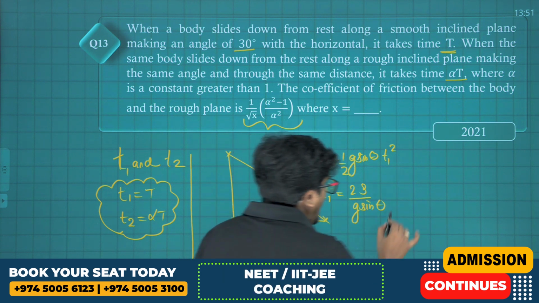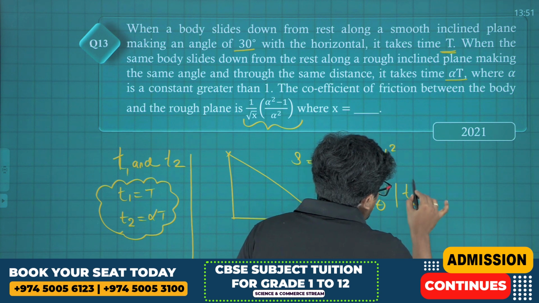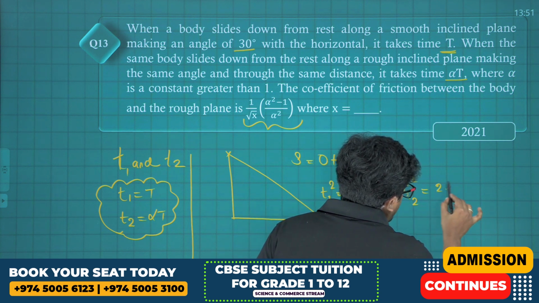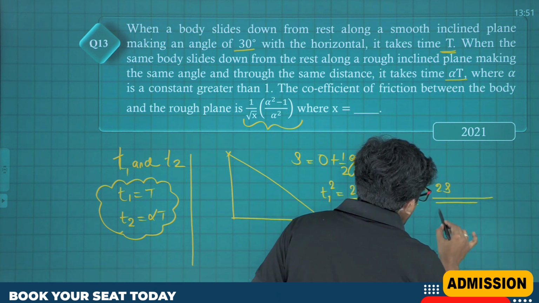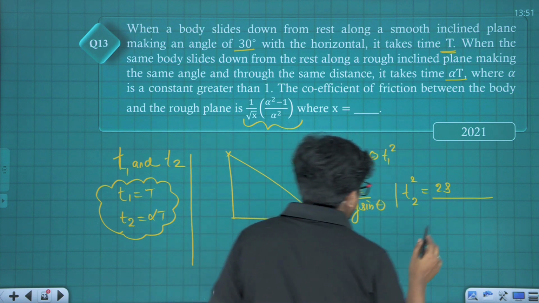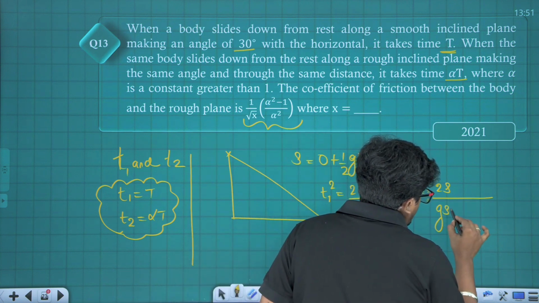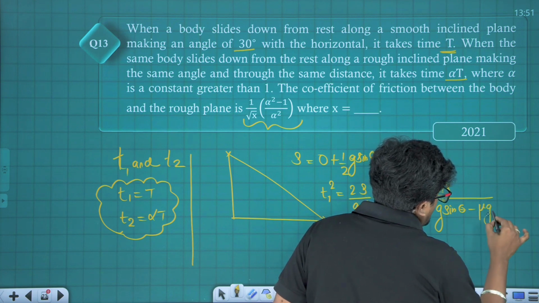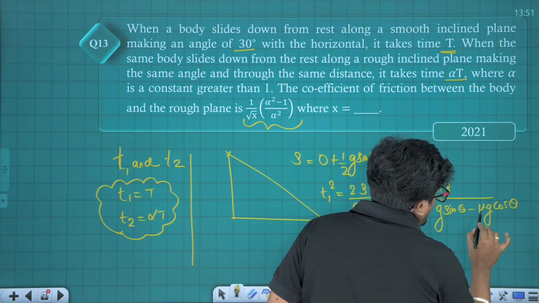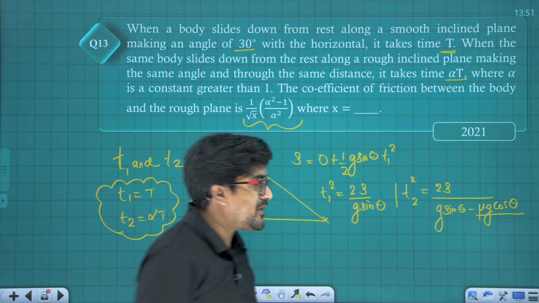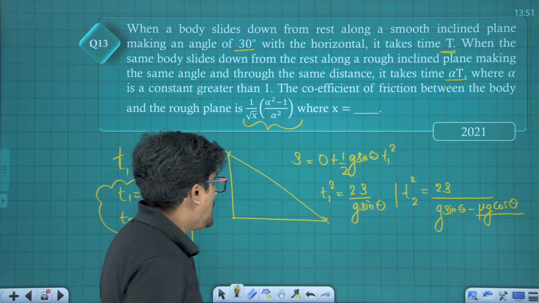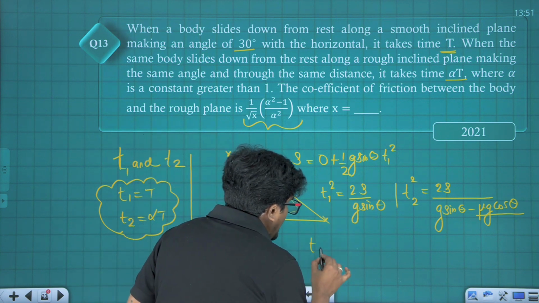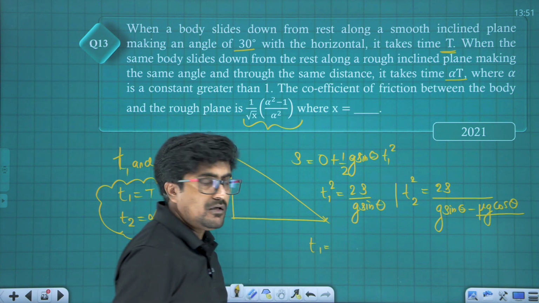In the same way, I can say that T2 square is going to be 2 times S upon g sine theta minus mu times g cos theta. Here this is retardation because of friction, that is T2. So from here I can say what is T1?